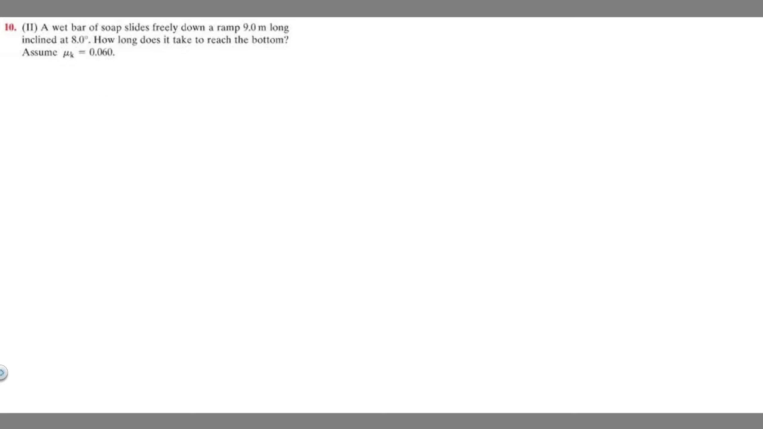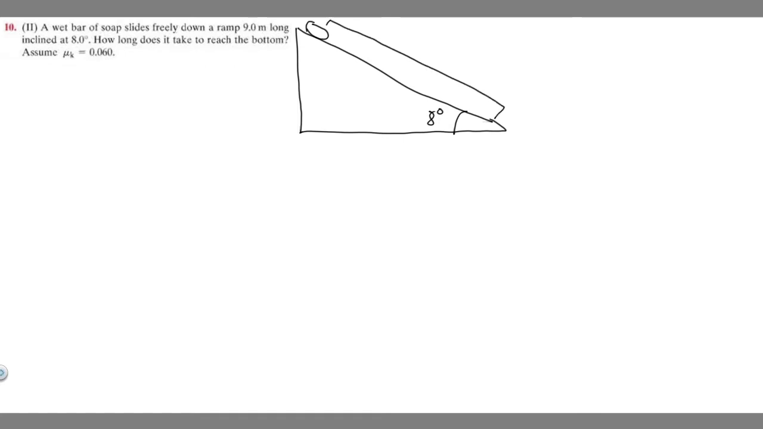So let's go ahead and draw what's going on here first. This is going to be our ramp, and we know the angle of this ramp. It's inclined at 8 degrees. This right here is going to be our bar of soap. And we know the ramp is 9 meters long, so this distance right here is 9 meters.